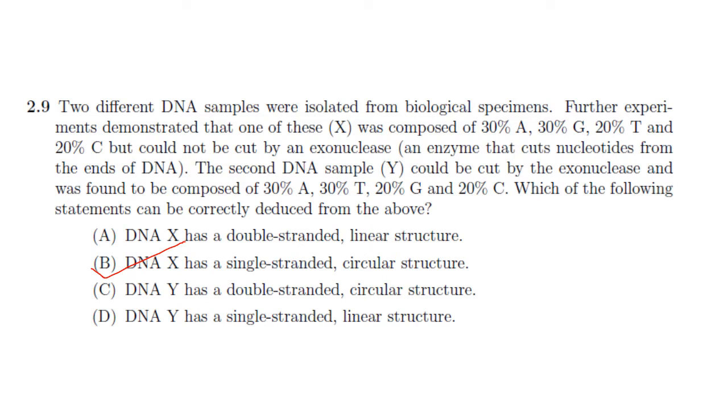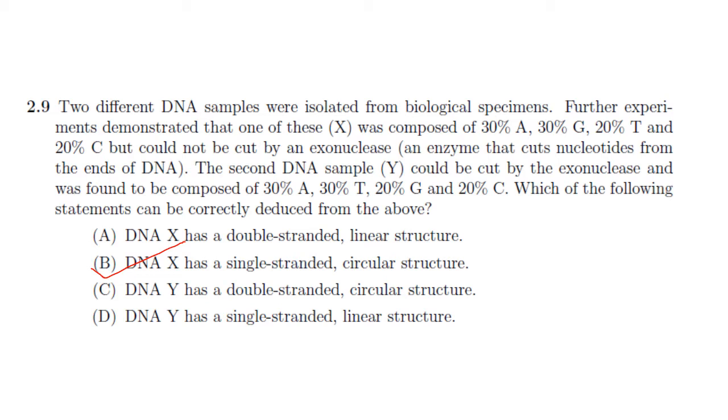Next one. 2 different DNA samples were isolated from biological specimens. Further experiments demonstrated that one of these, X, was composed of 30% A, 30% G, 20% T and 20% C, but could not be cut by an exonuclease, the enzyme that cuts nucleotides from the ends of DNA. The second DNA sample Y could be cut by the endonuclease and was found to be composed of 30% A, 30% T, 20% G, 20% C. Which of the following statements can be correctly deduced from the above?